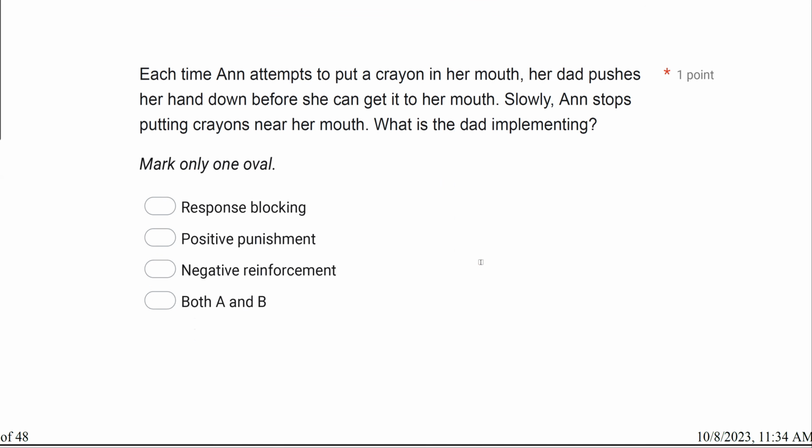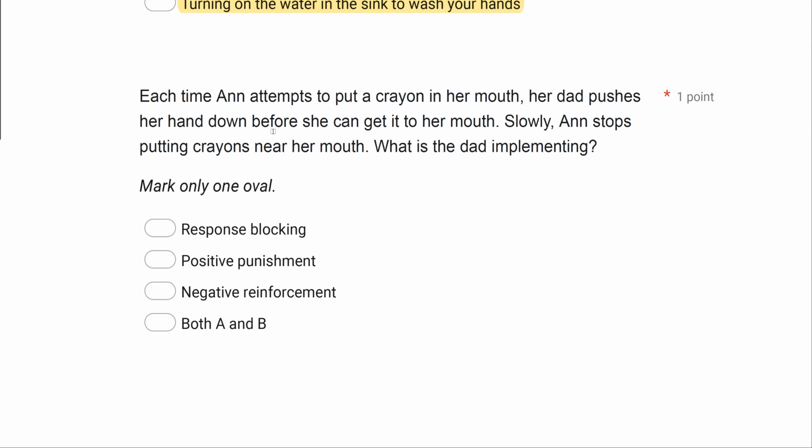Each time Anne attempts to put a crayon in her mouth, her dad pushes her hand down before she can get it to her mouth. Slowly, Anne stops putting crayons near her mouth. What is the dad implementing? All right, we're looking at the dad here. We know Anne tries to put crayons in her mouth. The dad pushes her hand down before she can get it to her mouth, so she's not even able to complete the response. As a result, Anne stops putting crayons near her mouth.